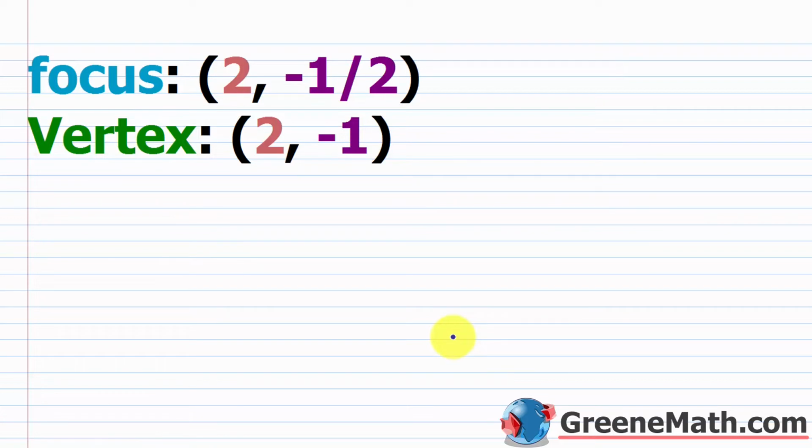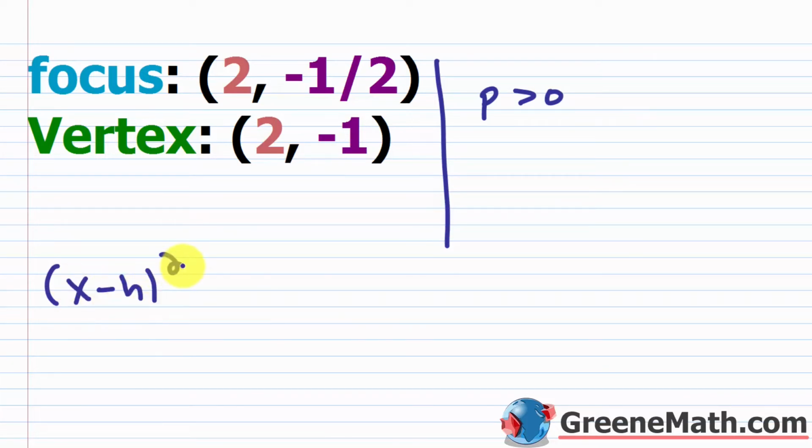So you got to remember that. So I'm just going to write here a note that p is greater than 0, okay? Now the next thing I'm going to do is write out my equation that I was given. So I know that I'm going to use the vertical one, so x minus h quantity squared, and then this equals your 4p times the quantity y minus k.